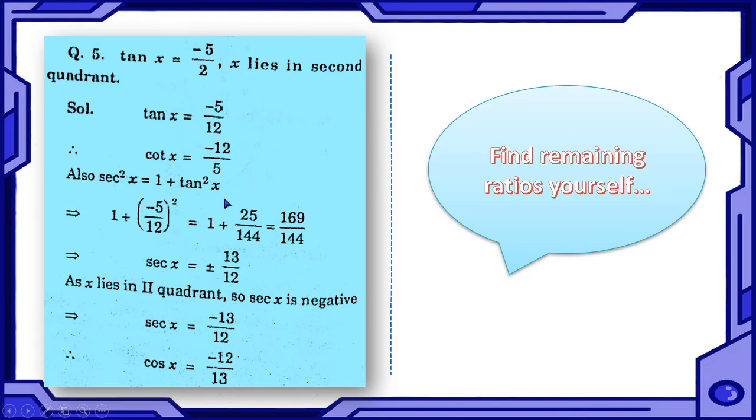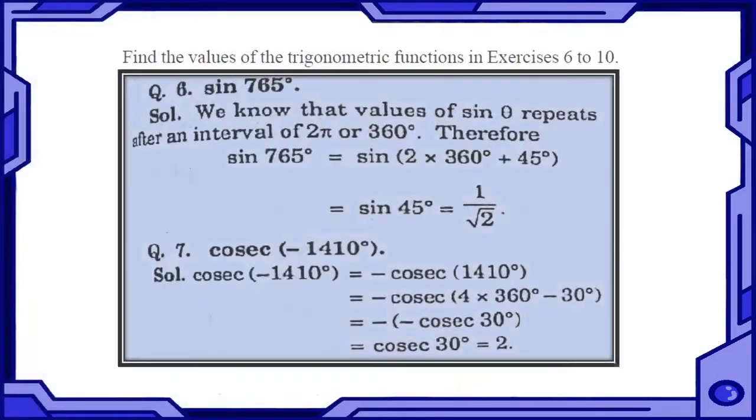Sec square x is equal to 1 plus tan square x. Again, this is one of the identities. Take the value of tan and calculate sec. Sec x is plus minus 13 by 12. x lies in second quadrant. In second, sec is negative. So, sec x is minus 13 by 12. Cos is its reciprocal. And please find the remaining ratios yourself.